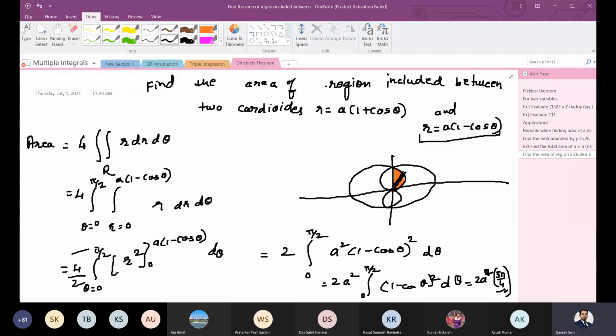Fine, so that's all for area. In Monday's lecture, we'll complete the volume. This is the application of triple integration. It is just the same as what we have done for the area over here.